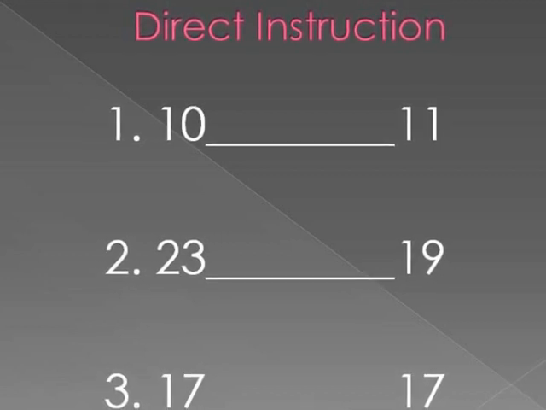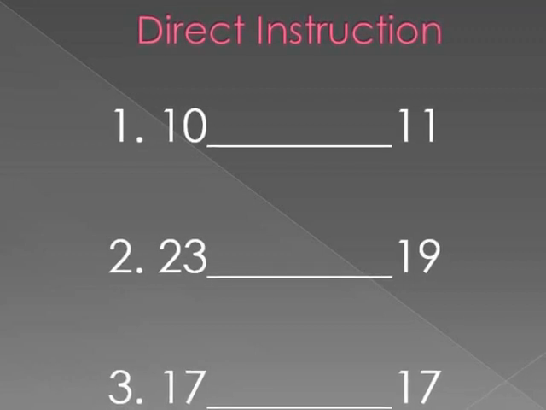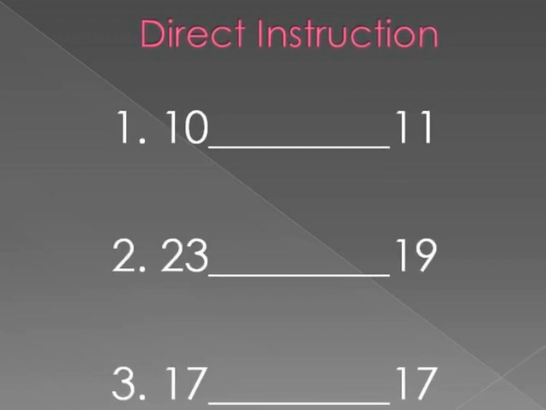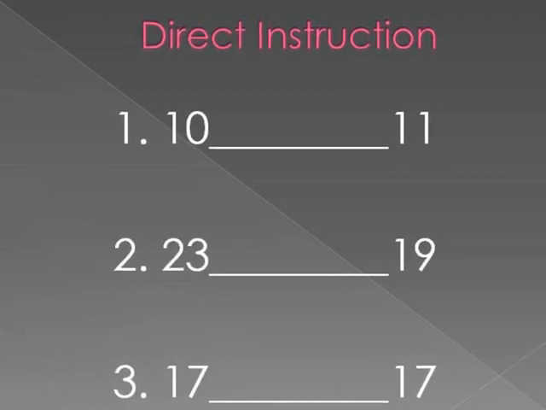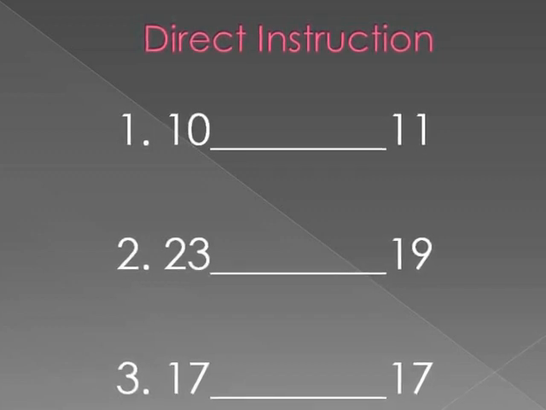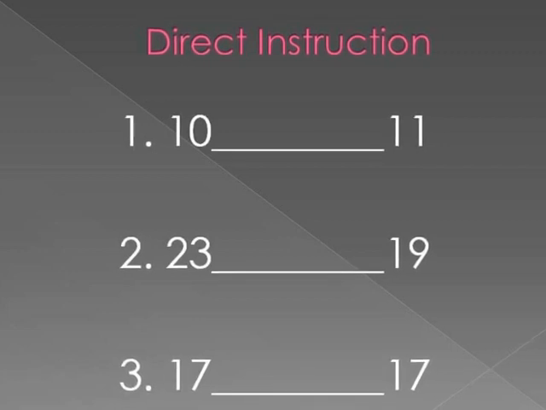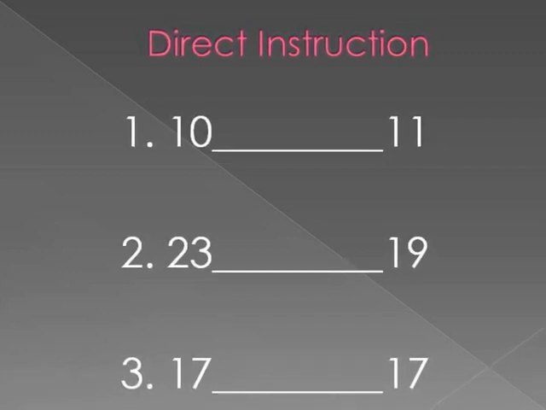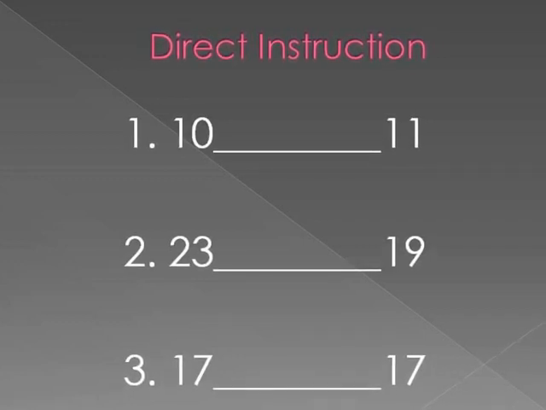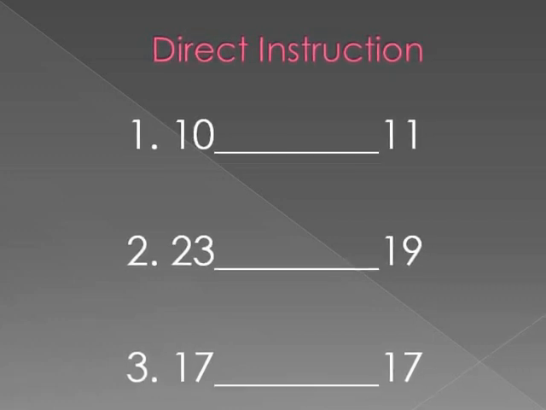I'm going to put the less than symbol in for number 1 that's on the board. 10 is less than 11 because the alligator wants to eat 11. He also makes the L shape, allowing us to read the problem: 10 is less than 11. For number 2, 23 is greater than 19. We know what symbol to use because the alligator wants to eat the bigger number, which is 23. So the mouth will be opening up near the number 23.